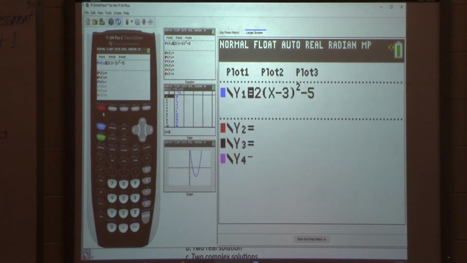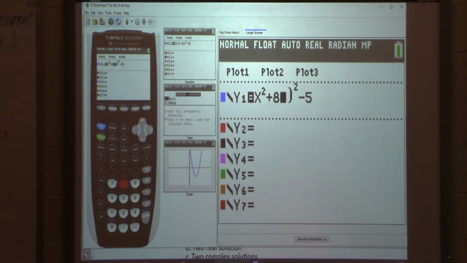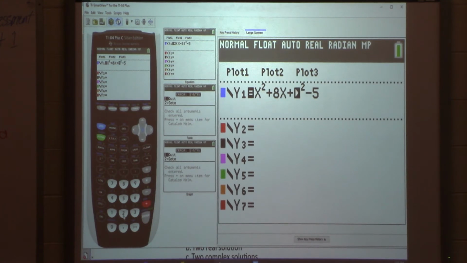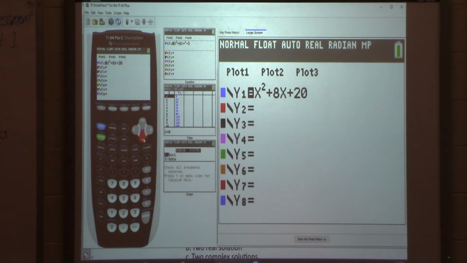Y equals x squared plus 8x plus... Oh, I'm doing the wrong one. Plus 20. And the other one was negative 3, minus 4.